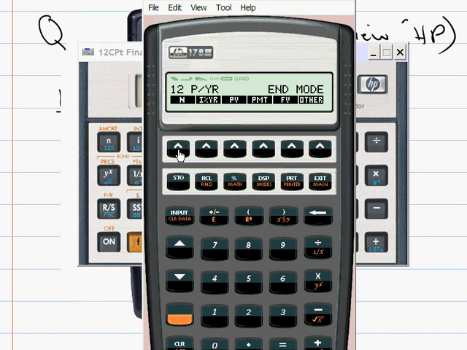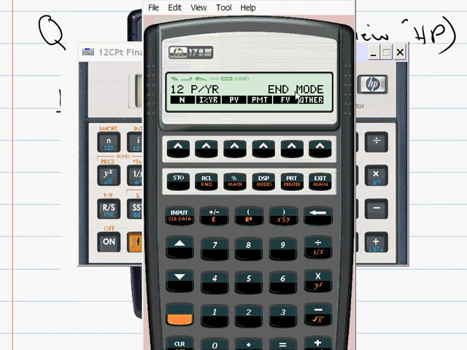All right, and you need to know this menu inside and out. Again, it's N for number of periods, I for interest rate per year, PV for present value, PMT for payment, FV for future value. And you can see the menu by default shows you two items, and that's 12 payments per year. That's the number of payments per year, which I'm going to want to switch here, and I'll switch with you in a second.